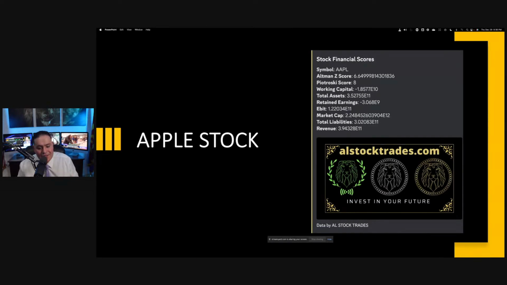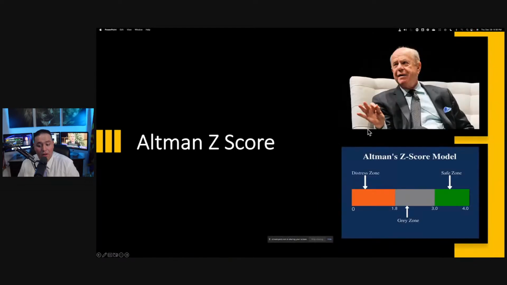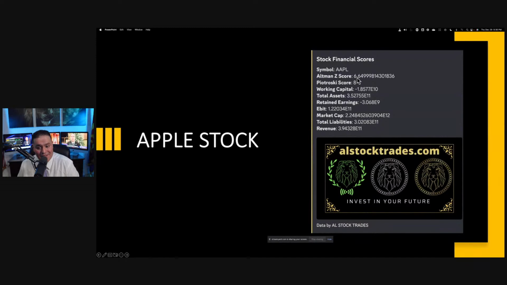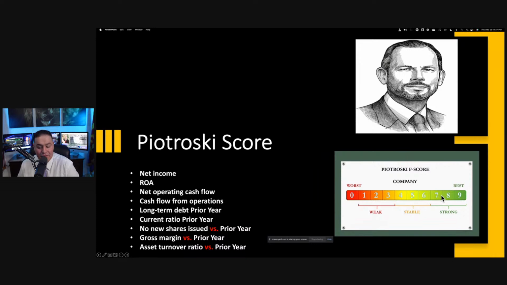Now, let's take a look at the Apple stock, because everyone knows Apple. Apple is one of those companies, right? First things first, you have an Altman Z-score of 6.64. If you don't recall, an Altman score greater than 3 is considered safe. Apple has an Altman score of 6.6. Apple also has a Piotroski score of 8. And we talked about how anything above 7 is strong.